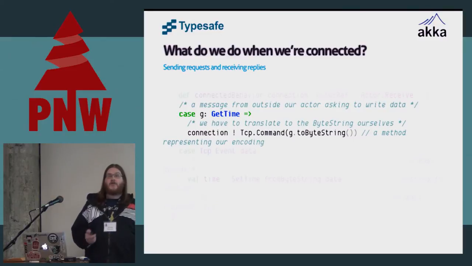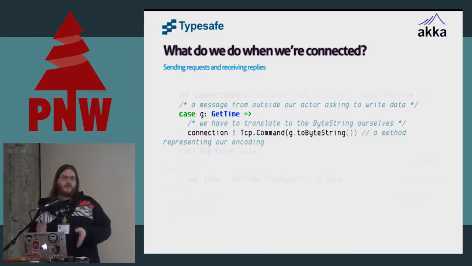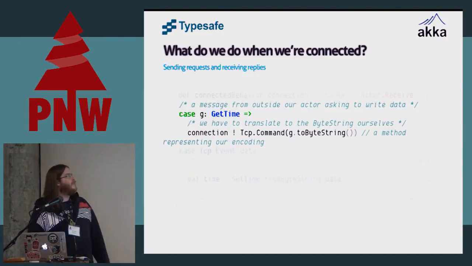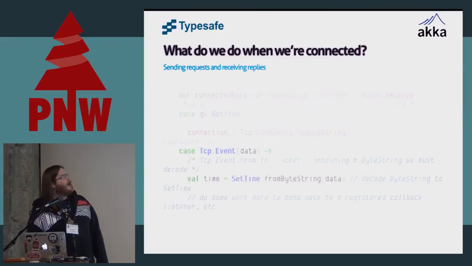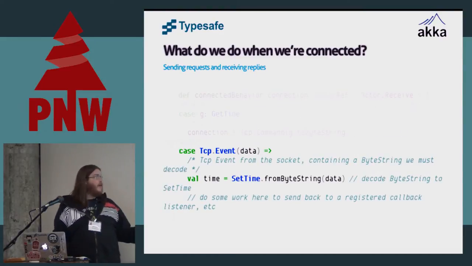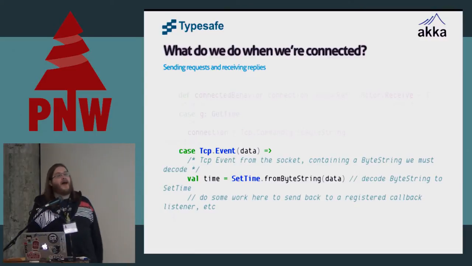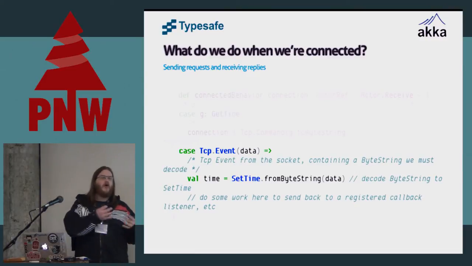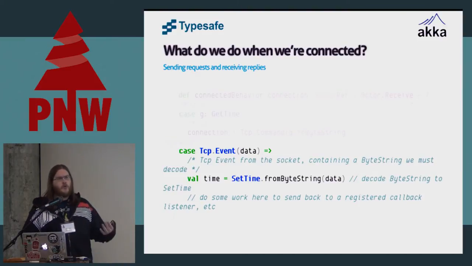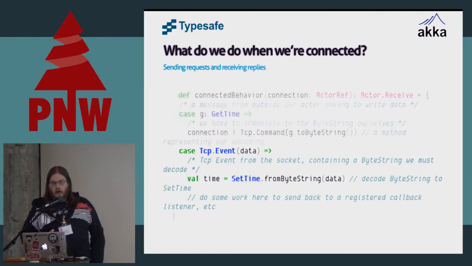The downside here is that we have to do the encoding of the ByteString directly in this code. We say, you know, GetTime.toByteString to use that code we wrote earlier. We will get back a Tcp.Received event, which contains a ByteString represented here in data. And we can parse that back out to a SetTime object and forward that on however we've wired up our callbacks. So we're still dealing with the raw ByteStrings at this level of the code, but there is a better way to do it.